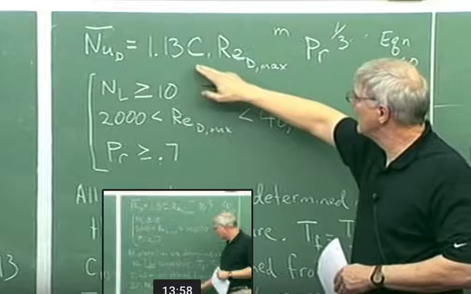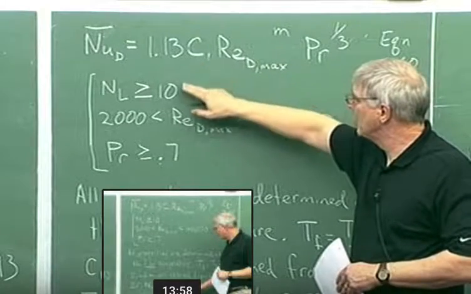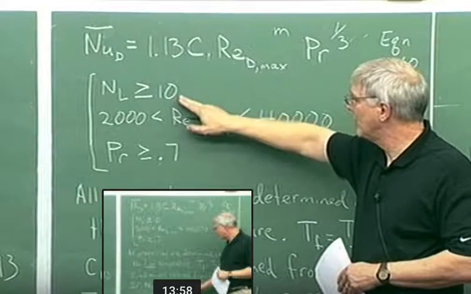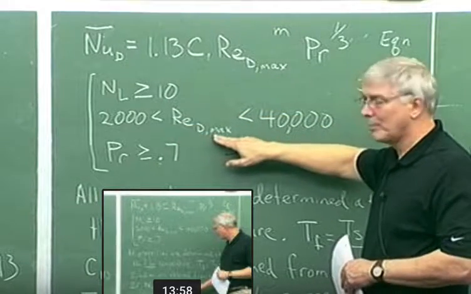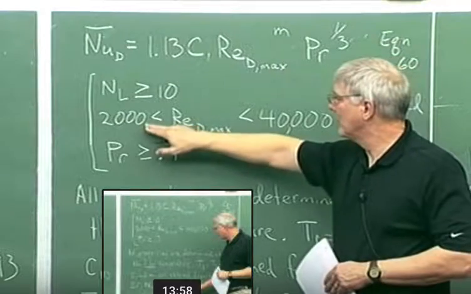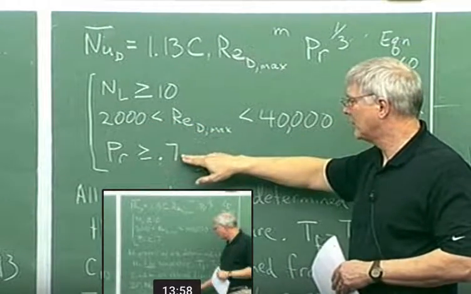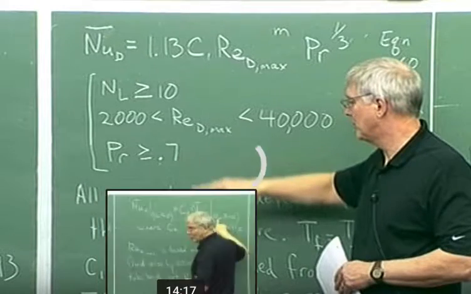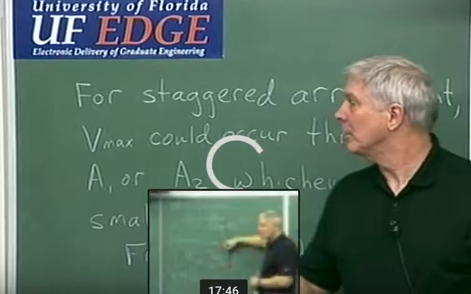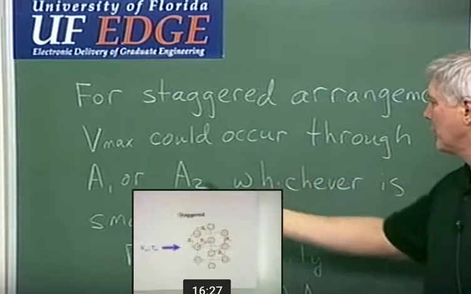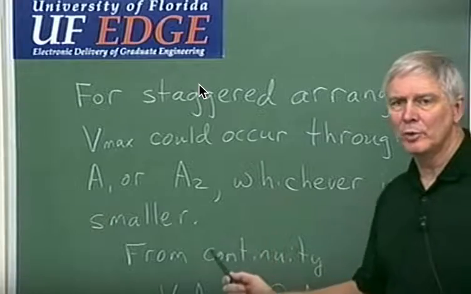Okay, and the restrictions on this correlation: NL is the number of rows. The number of rows has to be greater than 10. The Reynolds number, based on the maximum velocity, has to be greater than 2,000 and less than 40,000, and the Prandtl number has to be greater than or equal to 0.6. For the staggered arrangement, Vmax could occur through either A1 or A2, whichever is smaller.